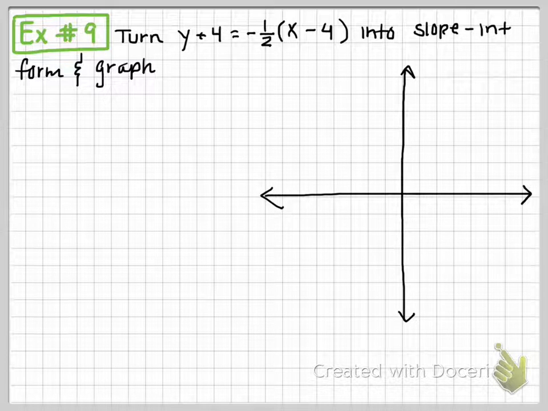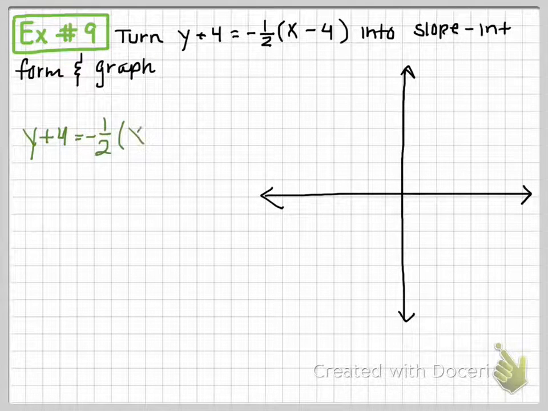Example number 9 goes over some graphing that we've done this year. First, we want to turn any equation that we want to graph into slope-intercept form before we can go ahead and graph it. The equation that they gave us is y plus 4 equals negative 1/2 x minus 4. So I'm just going to bring this down over here and rewrite it. We have y plus 4 equals negative 1/2 (x minus 4).